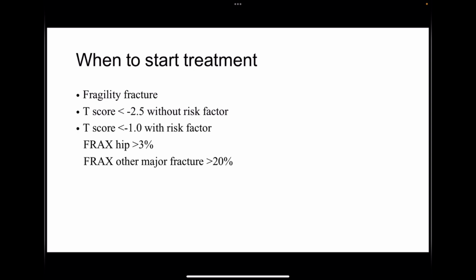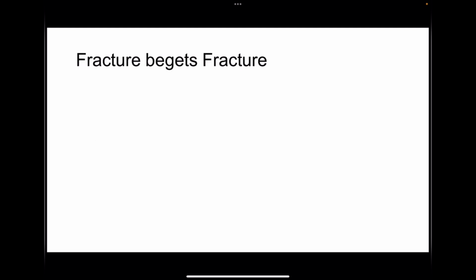Okay. So when to start the treatment? Whenever a patient has a fragility fracture, whenever the T score is less than -2.5, that is the determinant of osteoporosis. And whenever a patient, even if the T score is not that low, not less than -2.5, but the FRAX score at hip is more than 3% or at other sites is more than 20%, that we have already discussed, then we have to start the treatment. And this slide we will be discussing in detail.